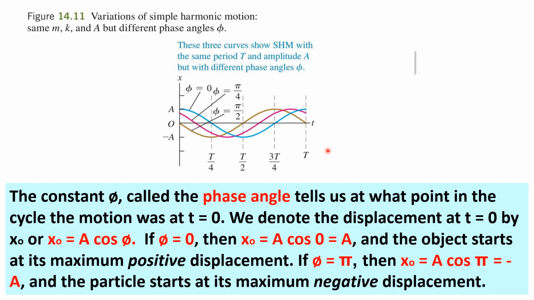If, for example, the phase angle phi is equal to pi radians, then our value for x naught will simply be A cosine of the angle phi. Cosine pi is just equal to negative 1, which means that our x naught is equal to the maximum negative displacement, or negative A.